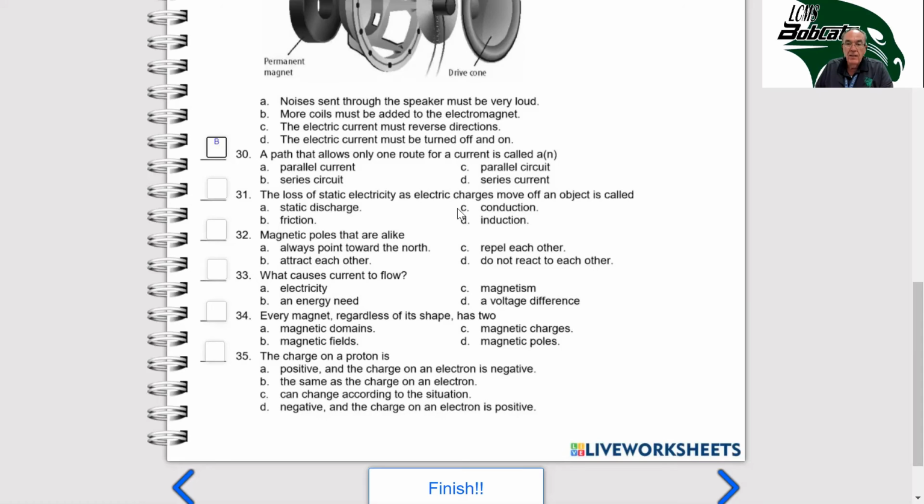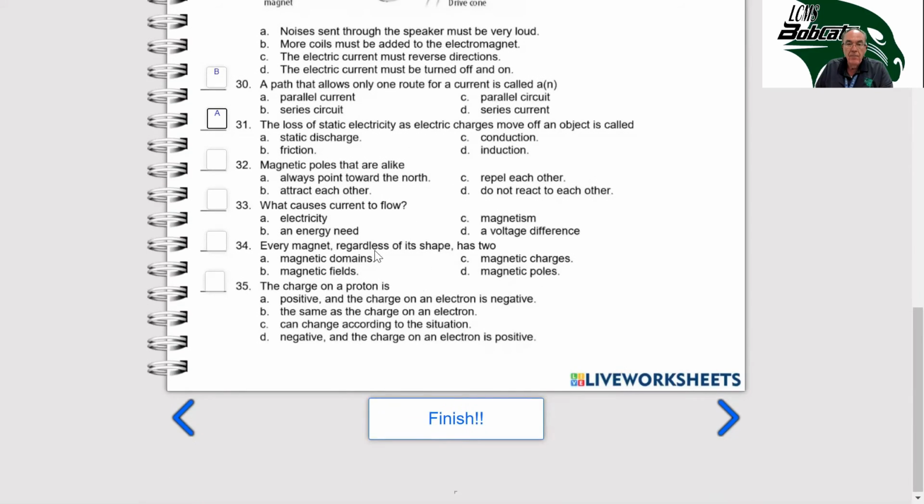The loss of static electricity when electrons move off an object is called static discharge, and that's also what lightning is. Magnetic poles that are alike repel, unlike poles attract. So it would be C.